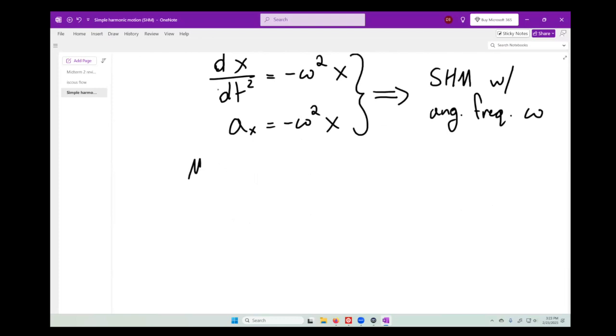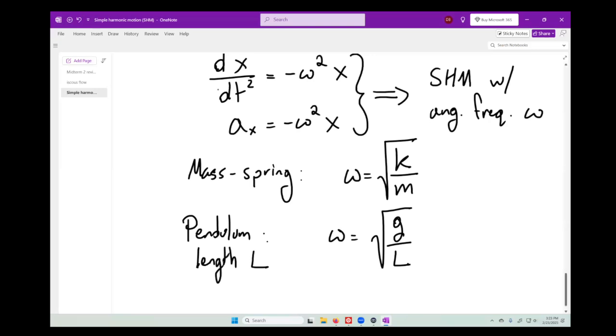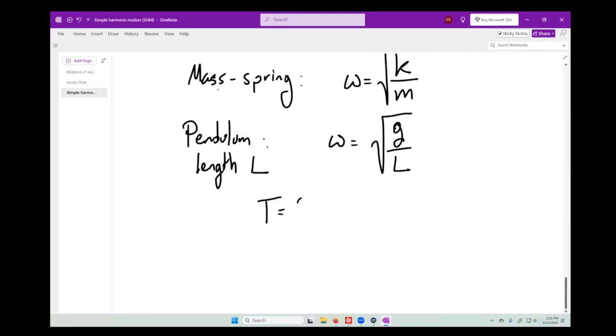So if we do this for a mass on a spring, we write down the equation, and what we end up getting is that omega is the square root of k over m. And if we do it for a simple pendulum with length L, then we get that omega is the square root of g over L. All right, and then if we wanted to, we could calculate the period, 2 pi over omega, or calculate the frequency, omega over 2 pi, etc.